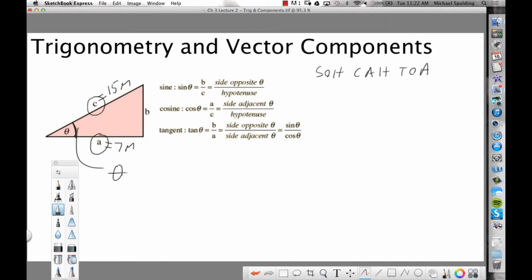So here you got to use what we call inverse trig. So let's see, we have adjacent and hypotenuse. What's adjacent and hypotenuse? Cosine. So you're going to go cosine inverse. Adjacent would be the 7 meters. The hypotenuse is the 15 meters. And then make sure you're in degree mode on your calculator.